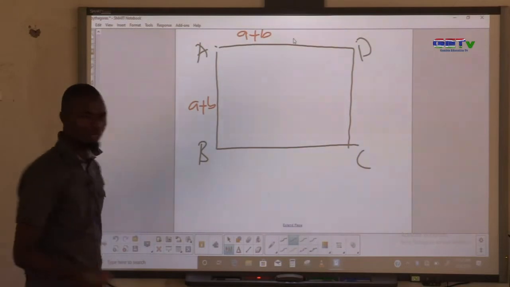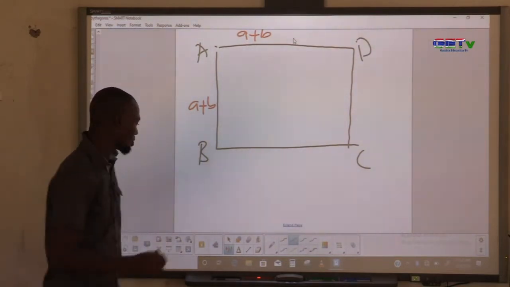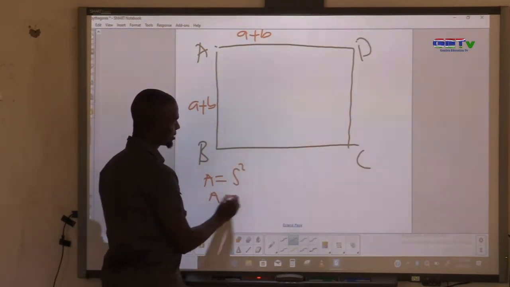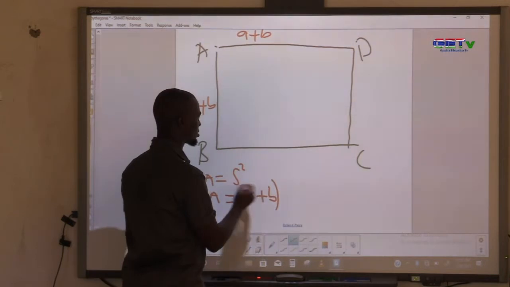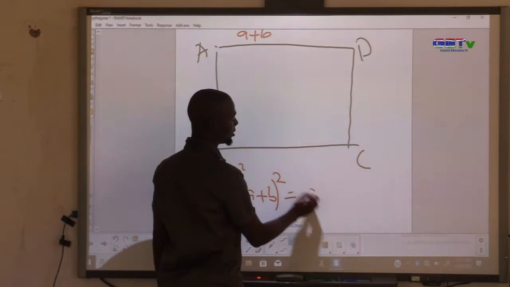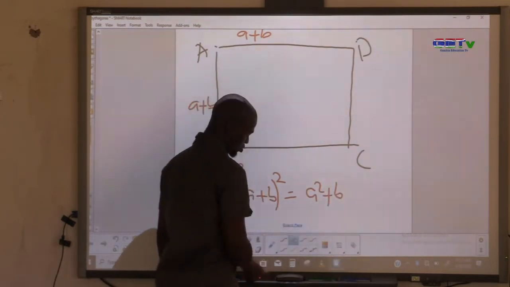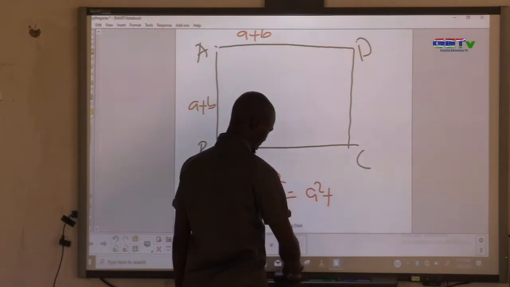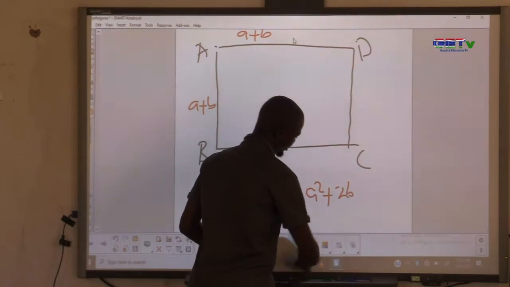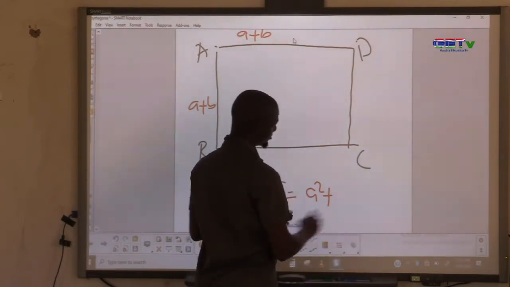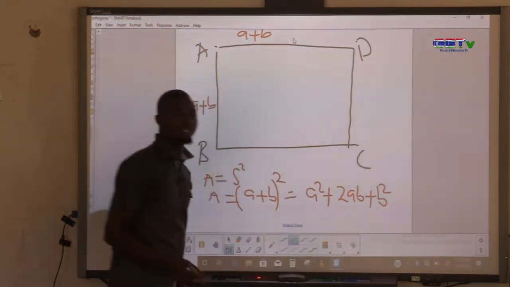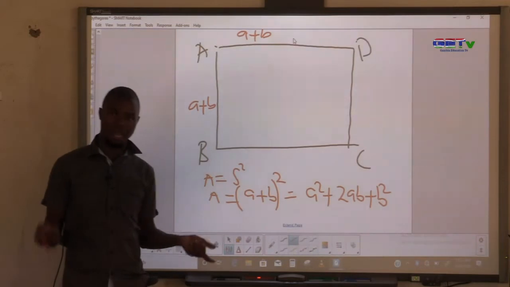How do you find the area of a square? Area of a square is equal to side squared. So the area there is going to be A plus B, whole squared. If you simplify this, you have A squared plus 2AB plus B squared. So this is the area of the big square.